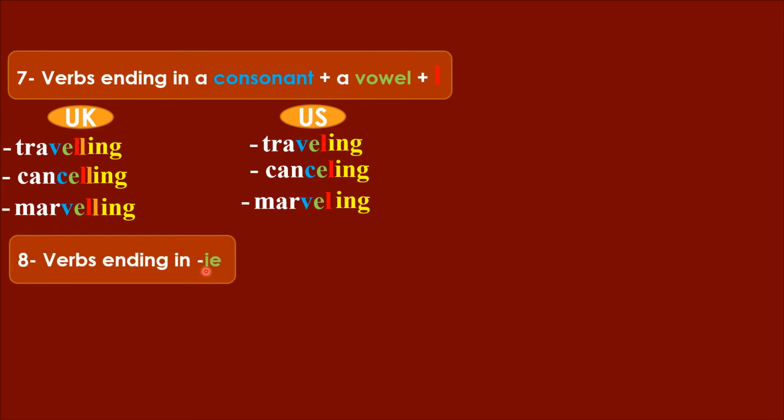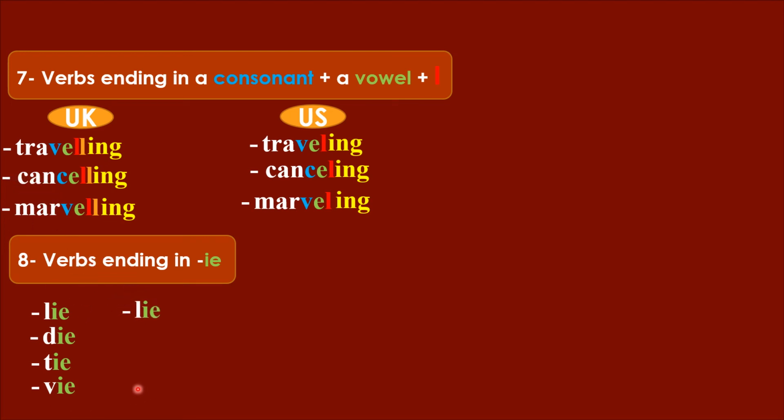Verbs ending in IE. I used to know three verbs only: lie, die, and tie. And I found a fourth one, which is vie. And by the way, vie means to compete.